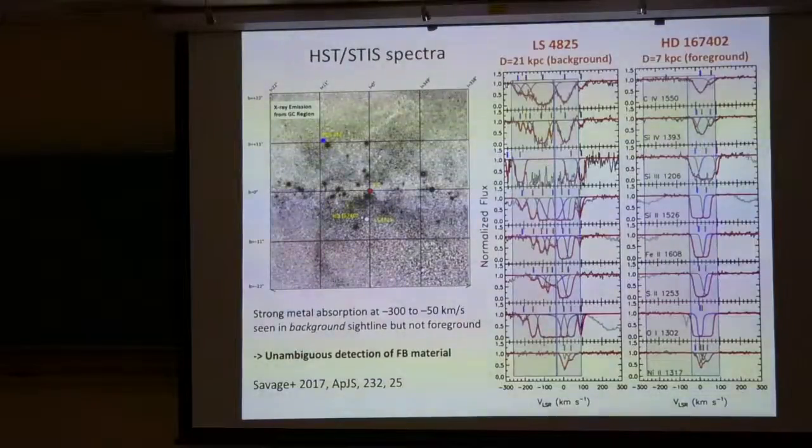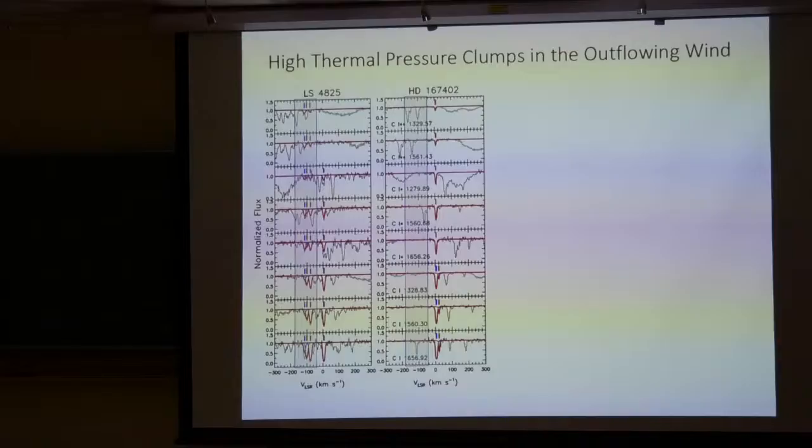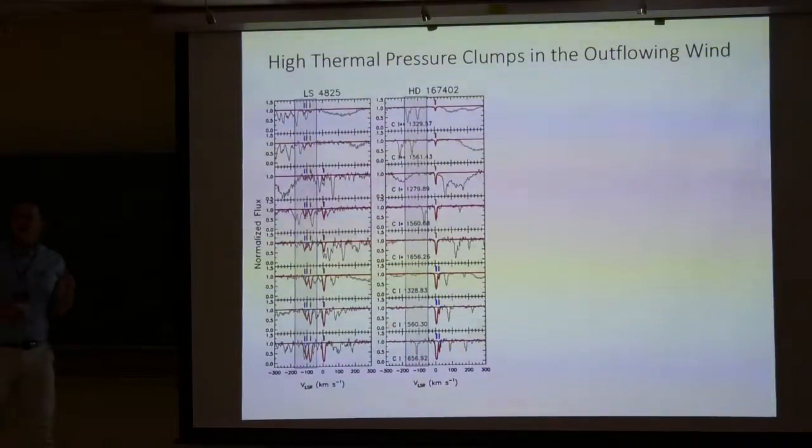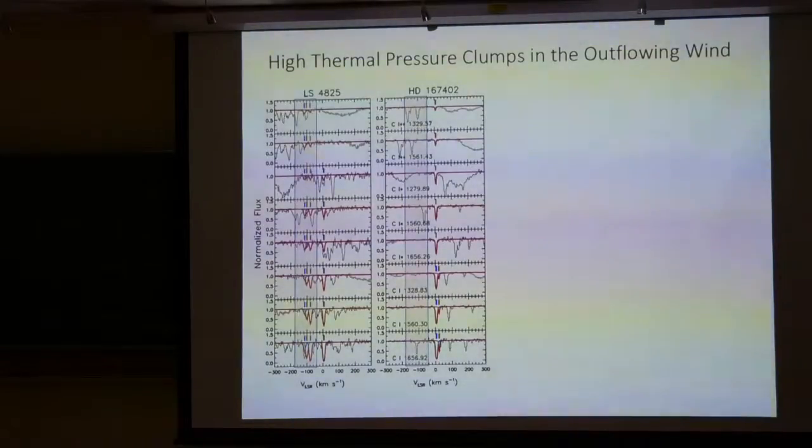And so this is in the paper referenced down there that Blair put together. Another property of these spectra is that there's a very high thermal pressure in these components. And that comes from some lines of excited state neutral carbon. We have these lines of carbon 1, carbon 1 star, carbon 1 double star, the fine structure lines. And we can detect the populations in each of these levels. Now, again, you don't see these in the foreground star spectra. You see these in the background star.